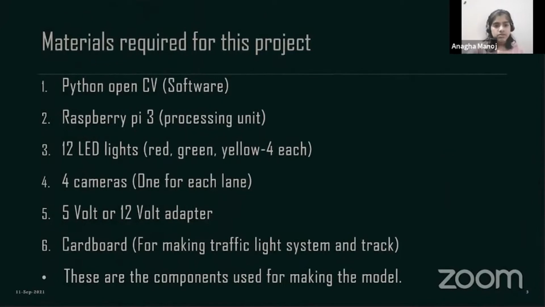Let's see what materials are required for this project. We need software for this project. I am using Python OpenCV for this. The processing unit we are using is Raspberry Pi 3. Raspberry Pi 3 is a credit card sized electronic board. It is seen inside a PC and a laptop. Next, we definitely need 12 LED lights. There are 3 lights in a traffic signal system: red, green and yellow. Assuming that there are 4 lanes, we need these 3 lights for each lane. The other components are 4 cameras, one camera for each lane, a 5 volt or 12 volt adapter, and a cardboard for making the traffic signal system, light system and track. So these are the components for making the model.